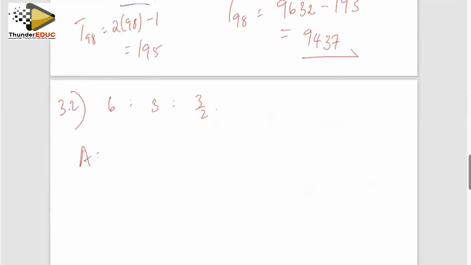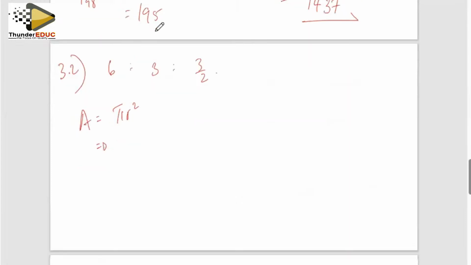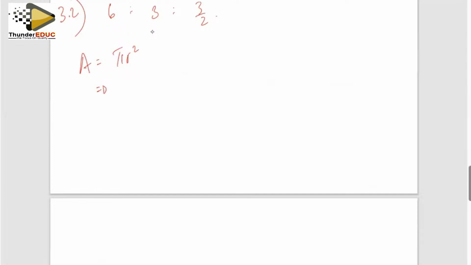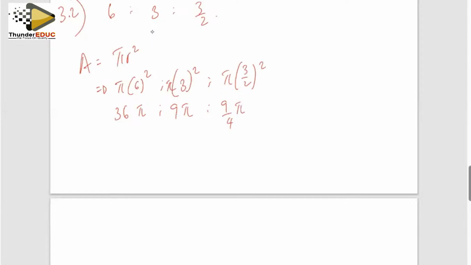So we're saying area is given as pi radius squared. For the first term, I'm going to have pi times 6 squared. The second area is going to be pi multiplied by 3 squared. The third term is pi, and then 3 over 2 squared. So that's 36 pi. That's going to be 9 pi. And then this is going to be 9 over 4 pi. So these are the areas, okay? The pattern that is forming the areas.